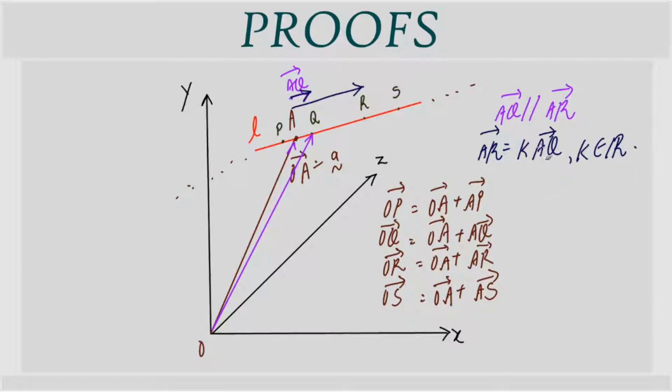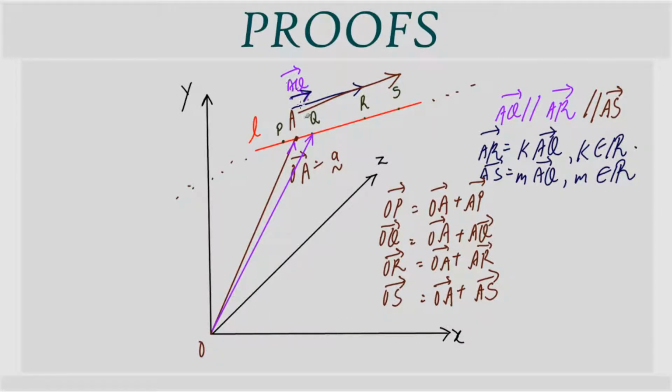In this same aspect, because AQ is parallel to AR, which is parallel to AS, and AS is this even longer vector over here, AS is also equal to a scalar multiple of AQ. So I'm going to use AQ as the sort of base vector. So AS is equal to, let's say, M times AQ, where M is an element of real.